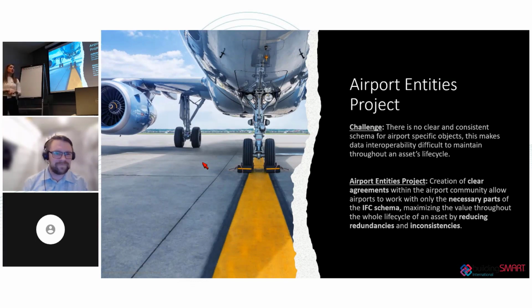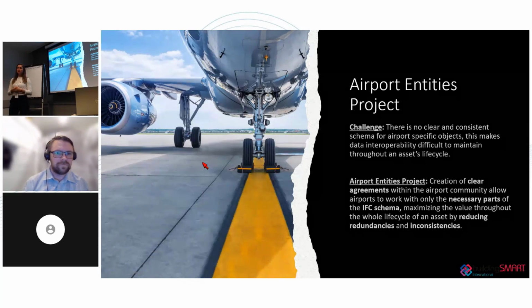Today it is just not clear. There's not a clear and consistent schema. So a lot of people throughout the asset lifecycle will start using the building element proxy, and it causes a lot of miscommunication throughout the asset lifecycle because we don't know what is meant with the building element proxy. So what we want is the creation of clear agreements within the airport community so that we can work with just the necessary parts of the schema.